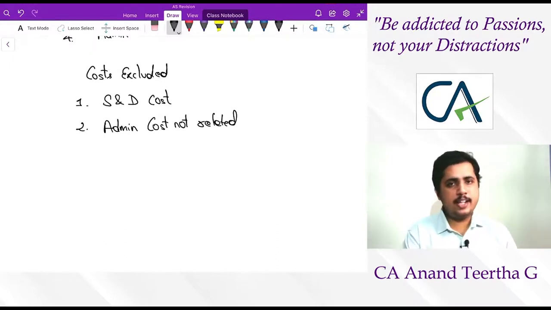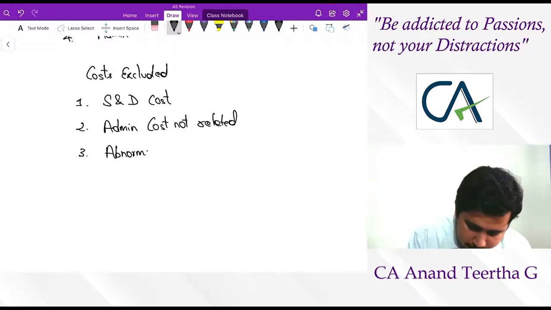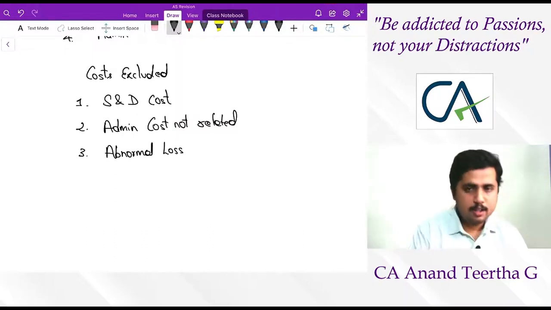Software engineer salary is included, but CA, if he is not directly involved in the IA. Suppose some people are directly involved, say you are creating a finance software, so you need a chartered accountant for telling them what kind of software requirement and all will come. Now those things are covered, but if he is taking care of the normal GST tax related compliances, that is not covered over here because it is admin, which is general in nature. Then third one, abnormal losses. If there are any abnormal losses, you have to exclude them. Don't consider that here. Okay.